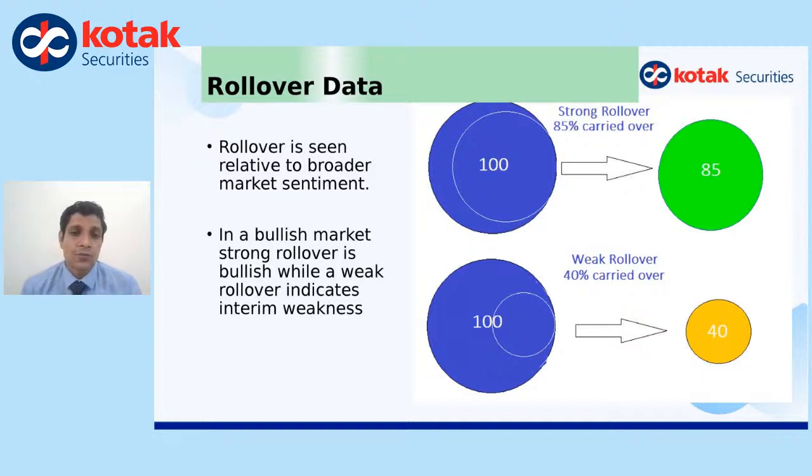So what is the kind of rollovers that we usually see on a month-on-month basis? Usually on the Nifty, Bank Nifty, and the major stocks, we usually see about 85% of rollovers, and that is considered a strong rollover into the next month, and we can interpret that the same sentiment is going to carry over into the coming months.